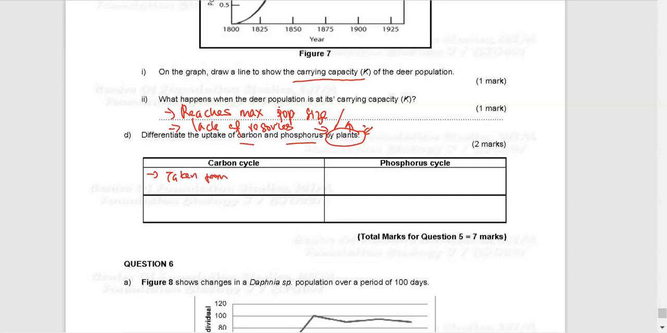For the phosphorus cycle, you have to remember phosphorus is a sedimentary cycle, so the plant will not obtain phosphorus from the atmosphere. It can only be found in the ground. Basically the phosphorus will be absorbed from the soil. So that is the first difference.